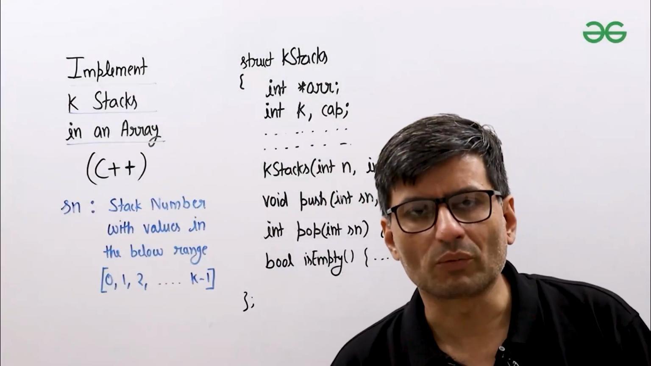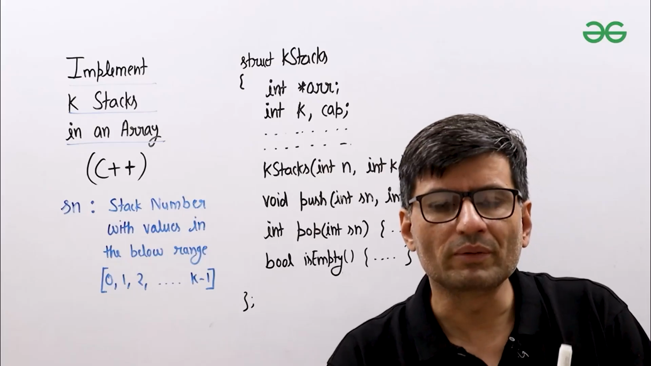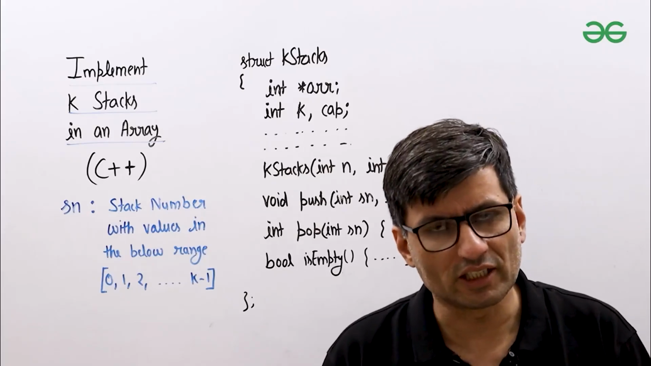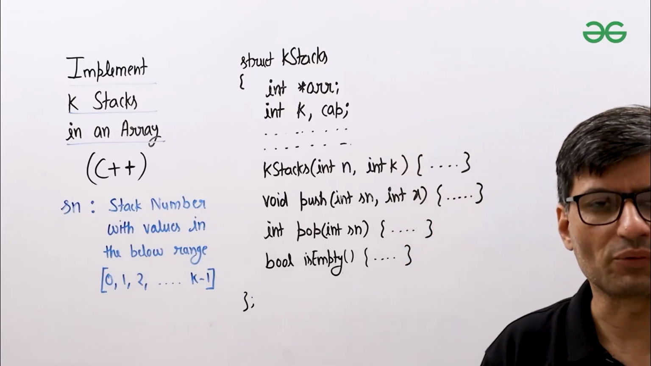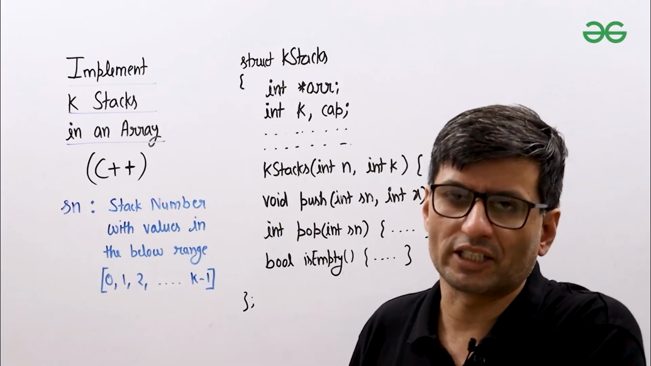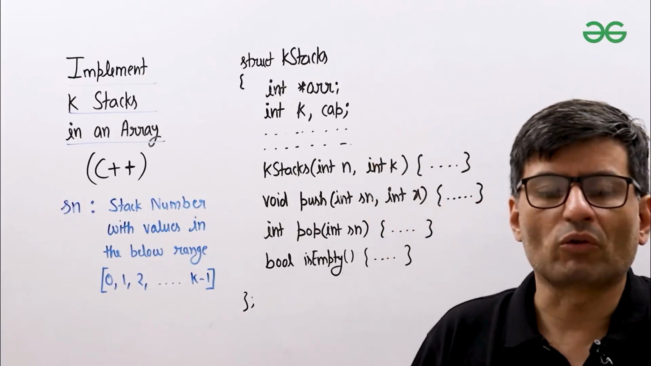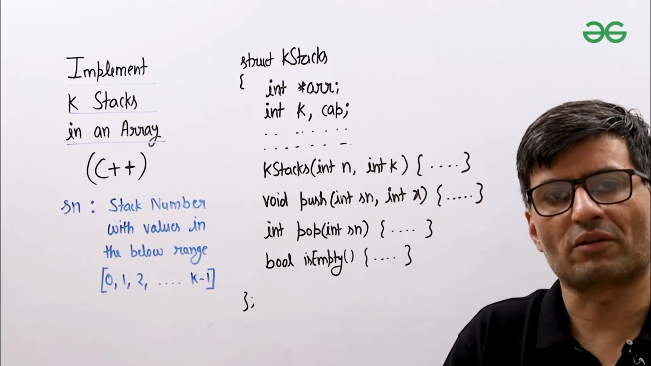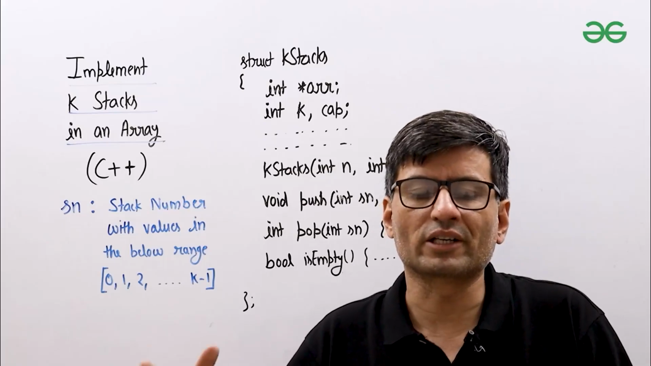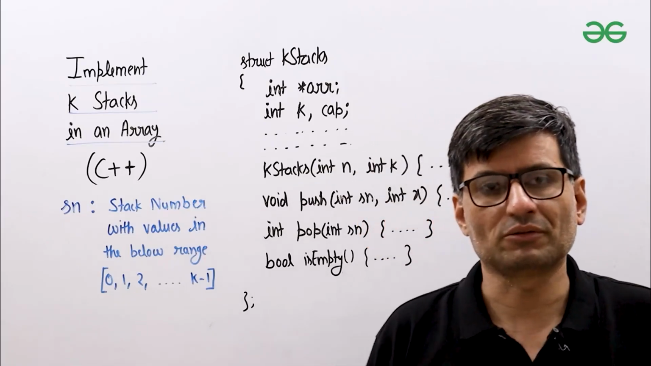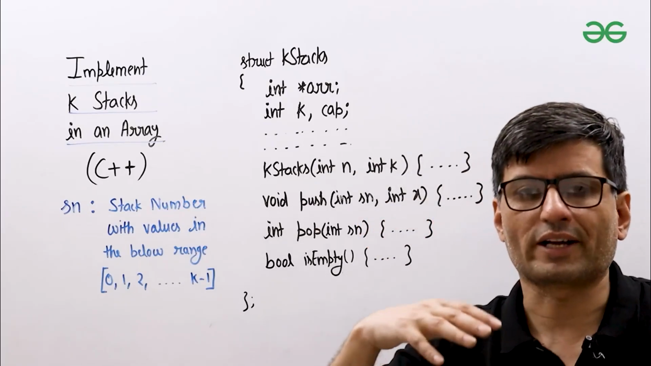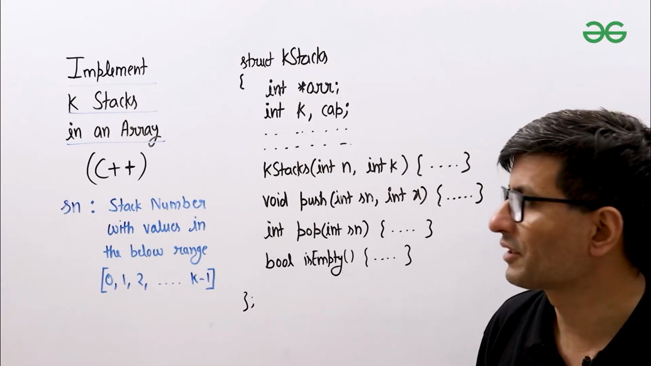Let us talk about this problem. We are supposed to implement k stacks inside a single array. So we have a single space and we are supposed to implement k stacks inside it. This might be a requirement in situations where you want multiple data structures implemented in a contiguous memory block, so that you might want to have cache friendliness, locality of reference, right?